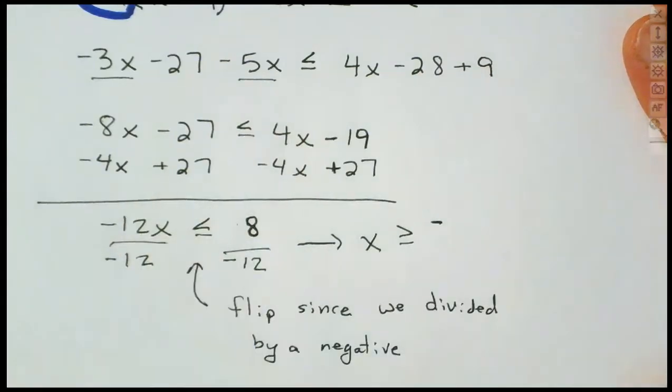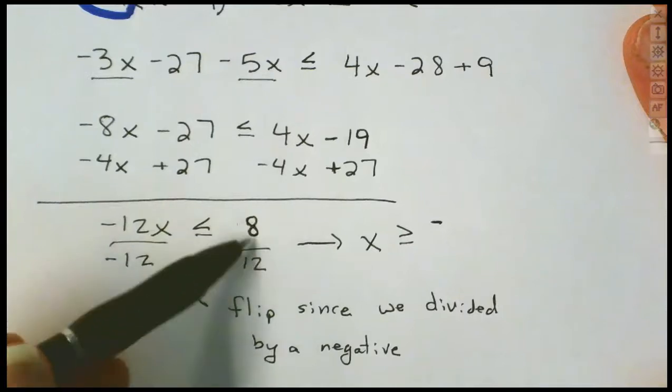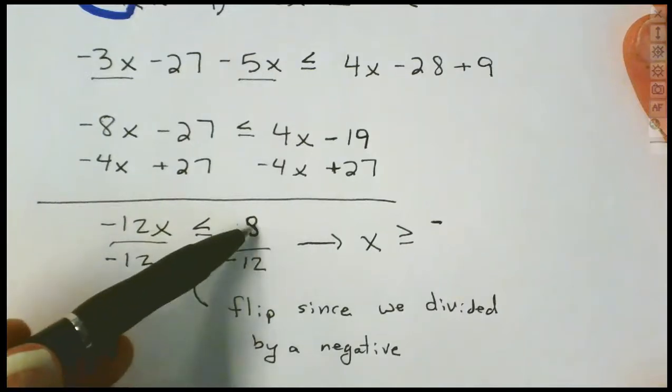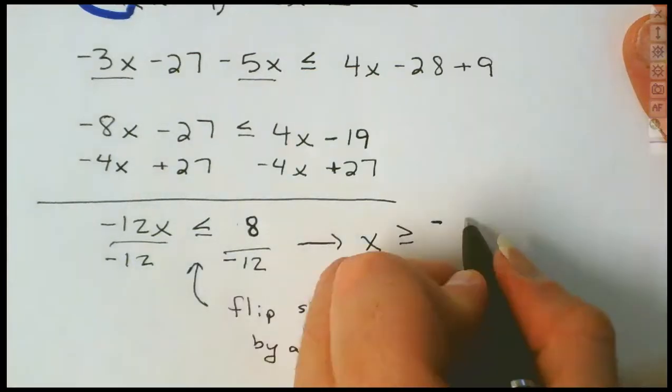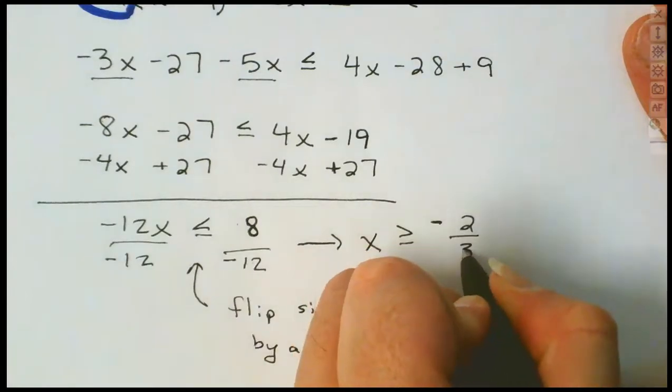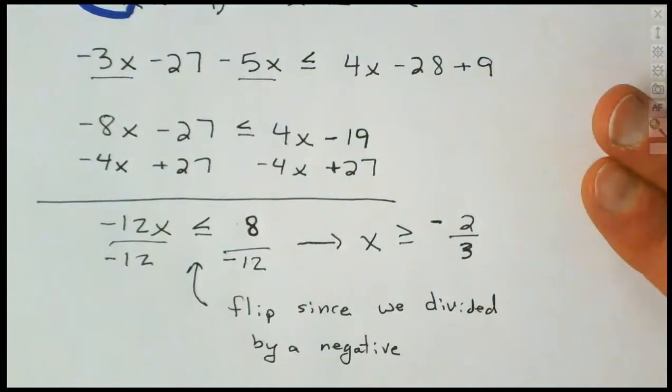8 over 12, what does that reduce down to? Well, these both have a 4 in common, right? So if I use a 4 in common in both of these, what's it going to reduce down to? That's going to reduce down to minus 2 over what? 3, isn't it? Because both of those have a 4 in them. 8's got a 4 in it. 12's got a 4 in it.